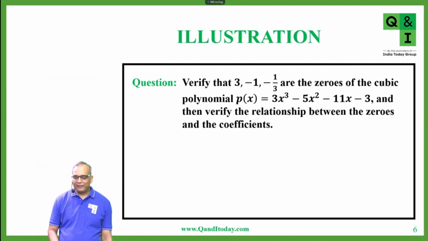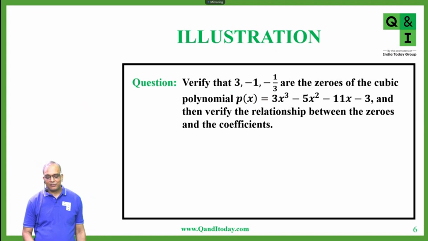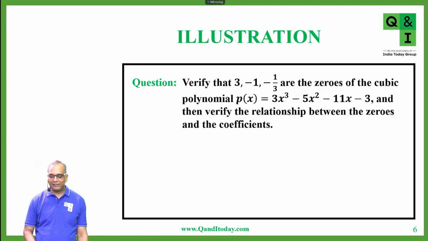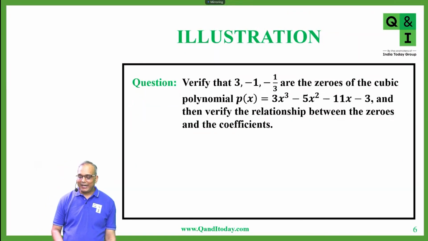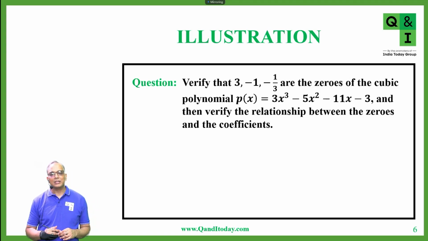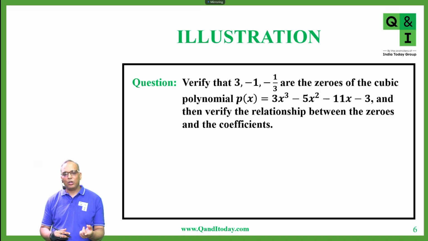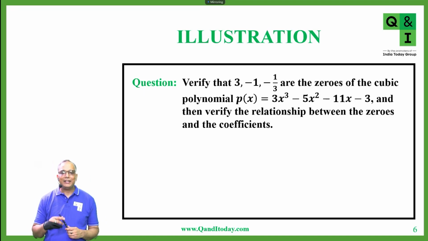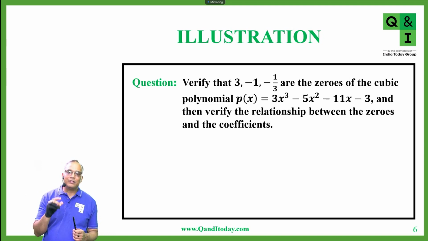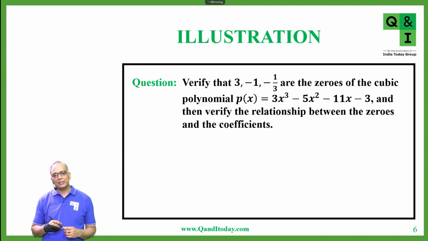So we have to verify 3, minus 1, and minus 1 by 3 are zeros of the cubic polynomial 3x cube minus 5x square minus 11x minus 3, and then verify the relationship between the zeros and the coefficients. First we have to verify whether these are zeros or not. When does a value become a zero of the polynomial? If we replace that value of the variable in the polynomial, and the value of the polynomial becomes equal to 0, then we say that value of the variable is a zero of this polynomial.